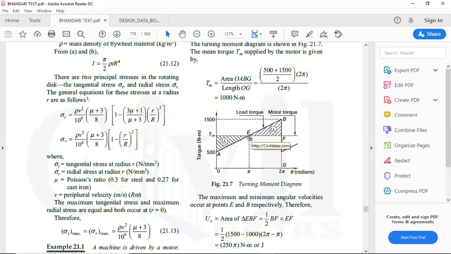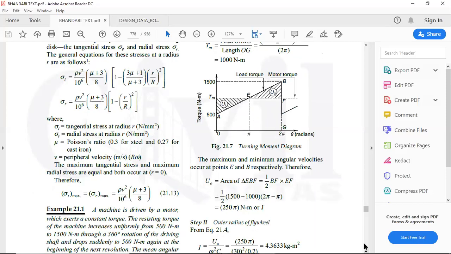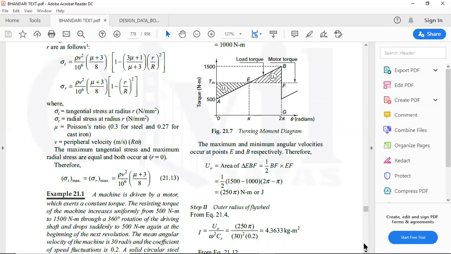That is the energy above the TM. Only it has to store. Energy below the TM it has to give when it is required. So that is why we find TM, and that is why we are going into finding the energy U0. U0 is the area of triangle EBF.